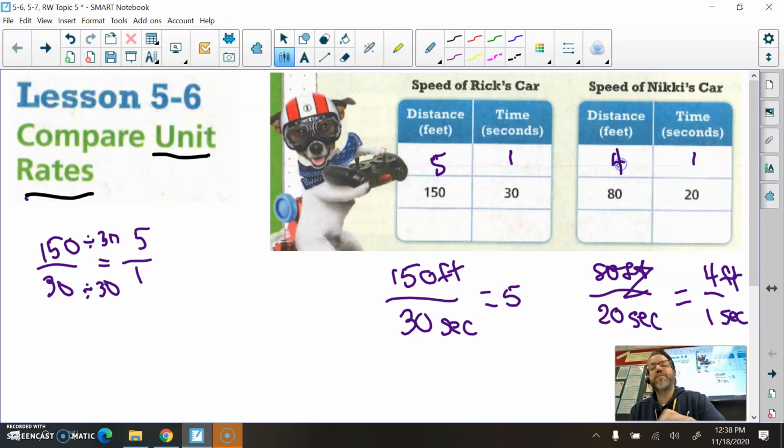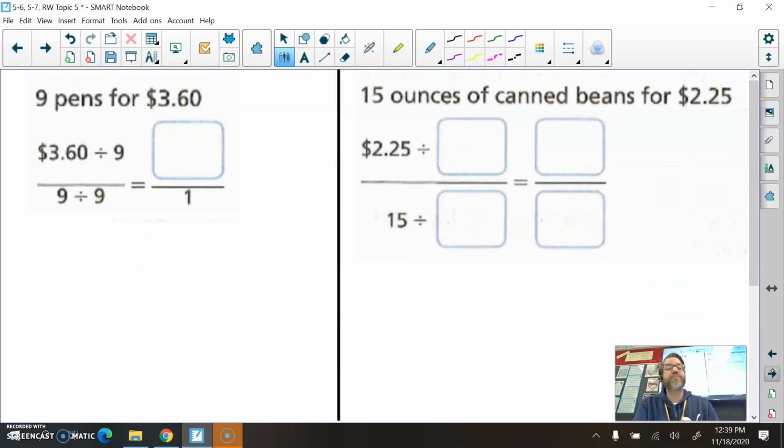So now that I have filled those in, can you tell who has the faster car? Rick's will go 5 feet in 1 second. Nikki's will go 4 feet in 1 second. And now that those are filled in, I can easily compare them and see, you know what? Rick's car does go a little bit farther in that 1 second of time. So Rick does have the faster car. He can go 1 more foot per second. Okay? And let's take a look at another example here.